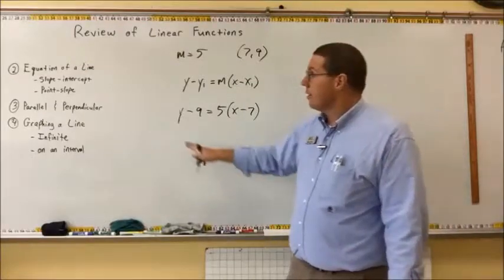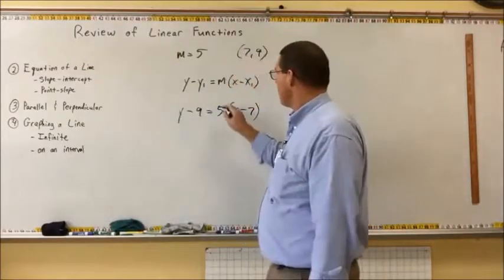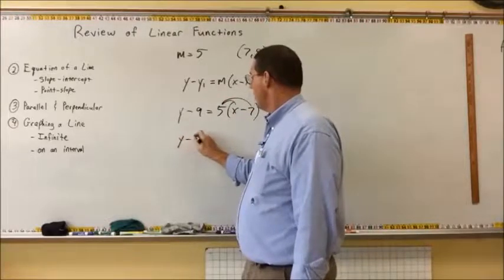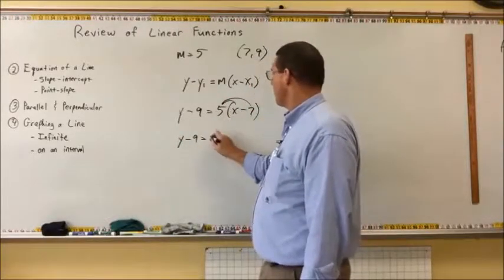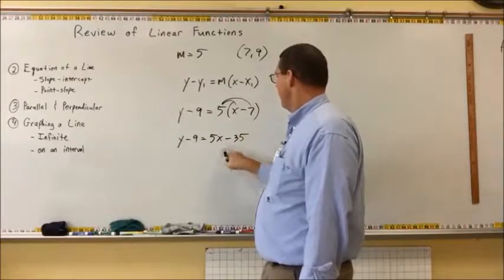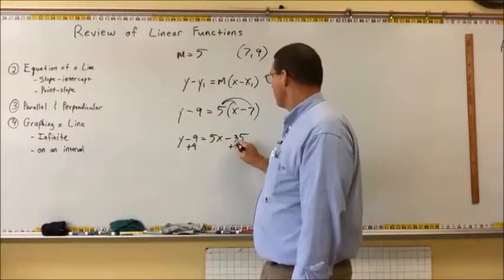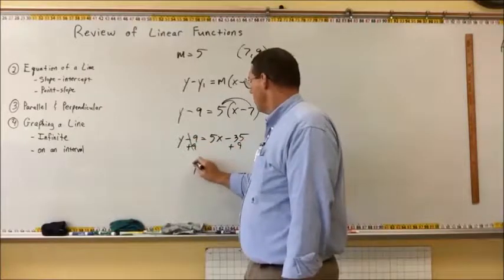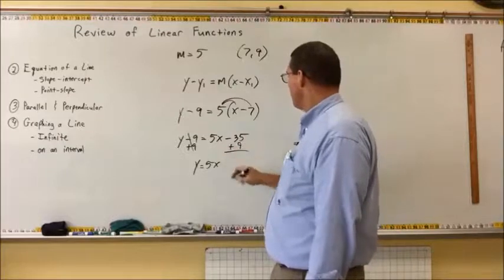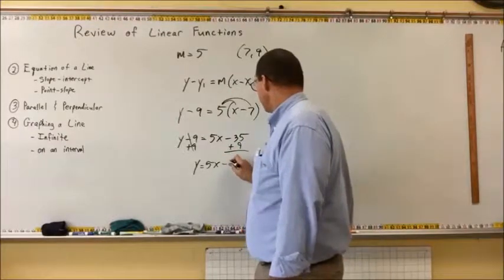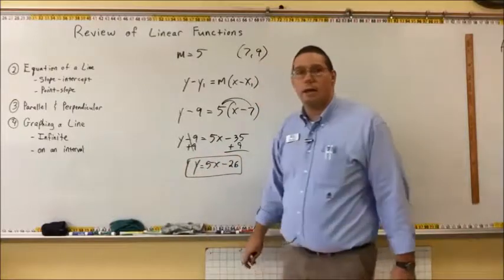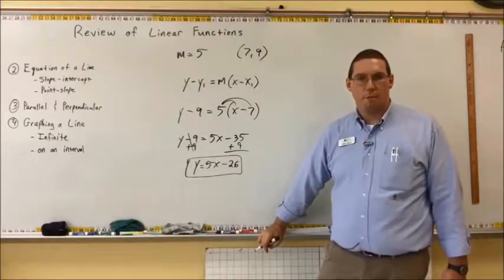And now let's turn it into slope-intercept form. First, we're going to distribute the slope to the x and the negative 7. So we'll have y minus 9 equals 5x. 5 times negative 7 is negative 35. Then we're going to add 9 to both sides. We're just solving for y. And we get y equals 5x. Negative 35 plus 9 is negative 26. And so this is the equation of the line in slope-intercept form.